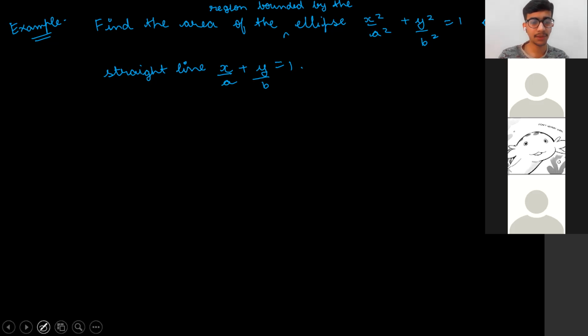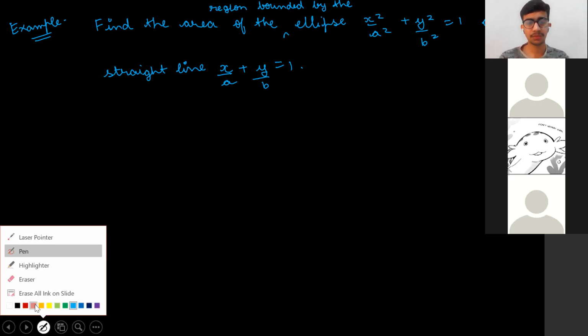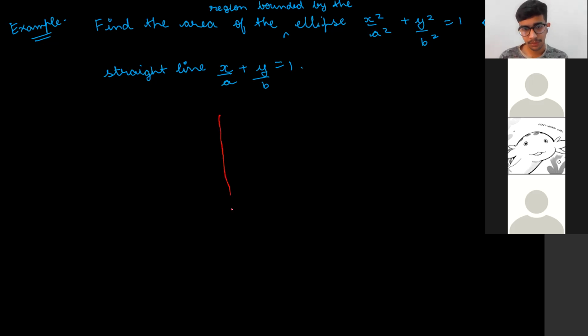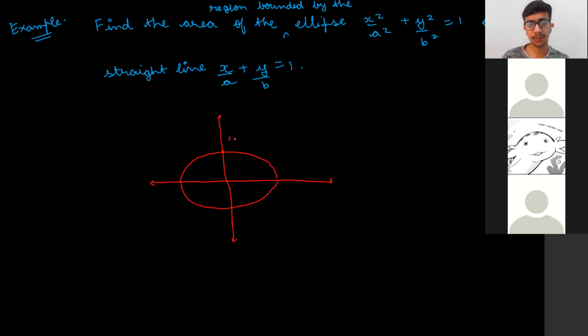Okay, so I'll make the figure now. Let's say this is my x and this is my y-axis. The ellipse looks like this, right? This is (0, b). This is (a, 0), and the line is like this. So we actually have to calculate this particular area.